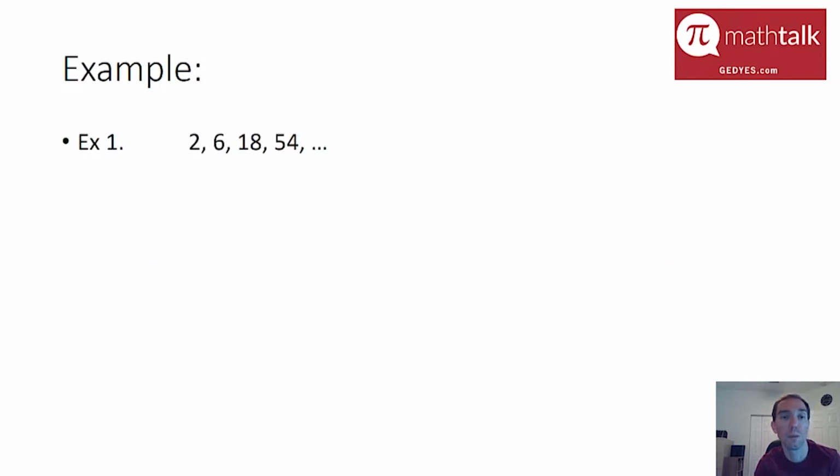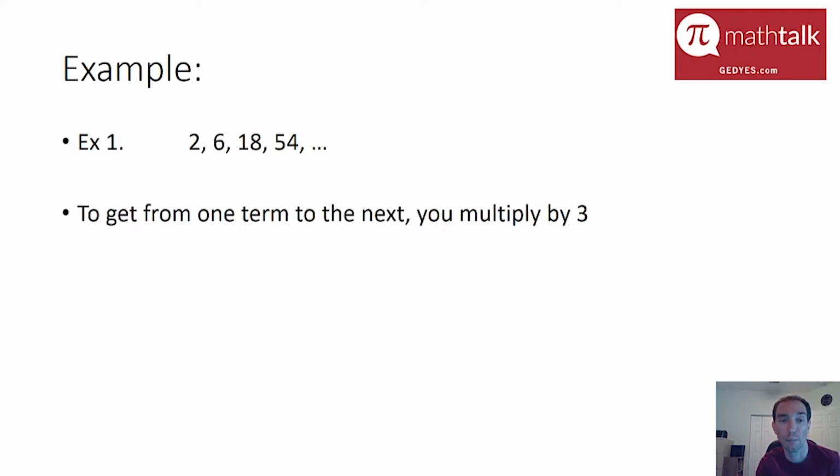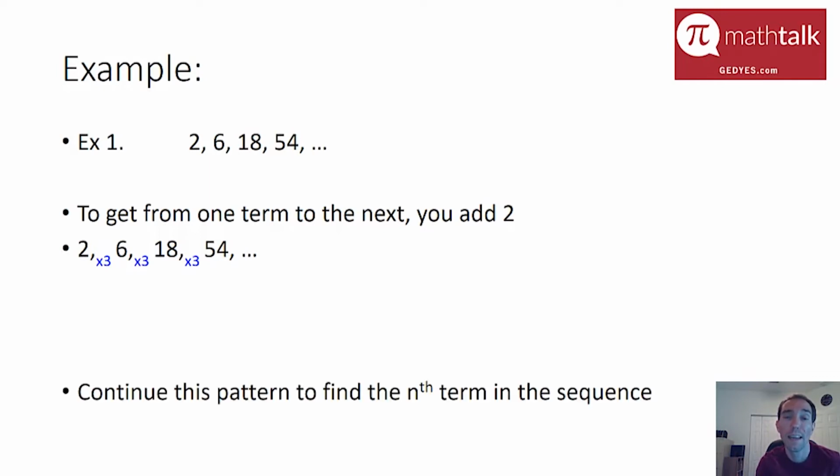Here we have an example where the pattern or sequence starts at 2 and it goes from 2 to 6, 18, 54. So this pattern or sequence is increasing at a rapid rate, which means I'm going to be multiplying by a positive number. And it turns out to get from one term to the next, you just multiply by 3 each time. Because 2 times 3 is 6, 6 times 3 is 18, and 18 times 3 is 54. And just like with arithmetic sequences, you can continue this pattern of multiplying by 3 to find the 10th, the 20th, the 100th term, or the nth term.